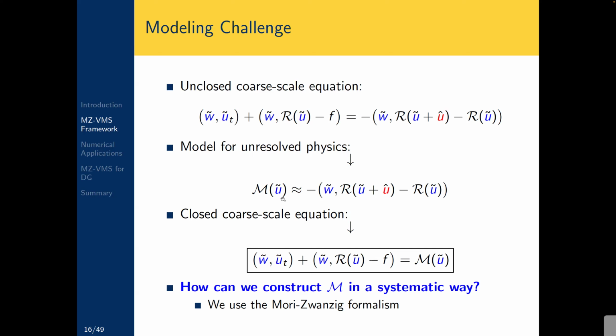And so the challenge is how do you construct this model M in a robust and systematic way, right? Classically, this is done with phenomenological arguments, gradient diffusion. You get a Smagorinsky model. And so we want to do it a little bit differently here. For this, we're going to use the idea of the Mori-Zwanzig formalism to develop these models. Okay, so what is MZ?